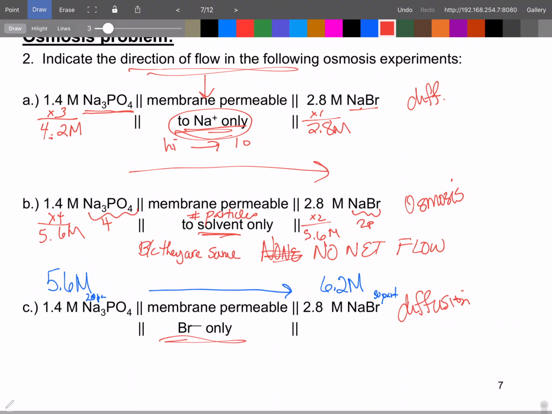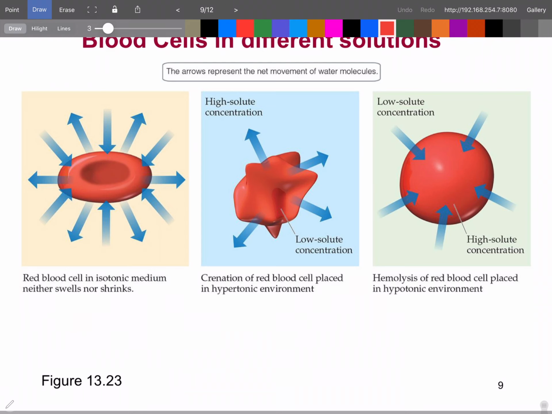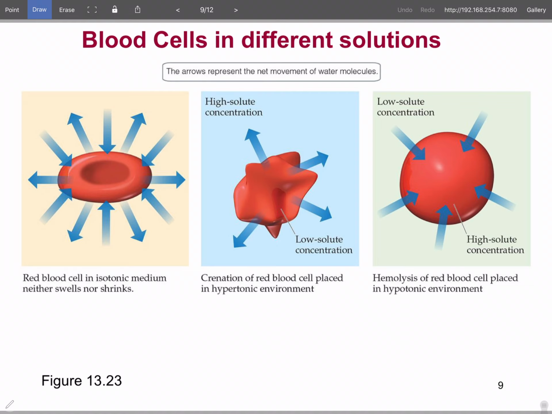This one is looking at bromide only. We have 0 molar on the sodium phosphate because there's no bromide. We have 2.8 molar on the sodium bromide because we've got it there. So again, it's going to flow high to low. And as I said, you'll have a problem similar to this on the exam where you're asked which direction it's going to flow. Now, this brings us to blood cells in different solutions.